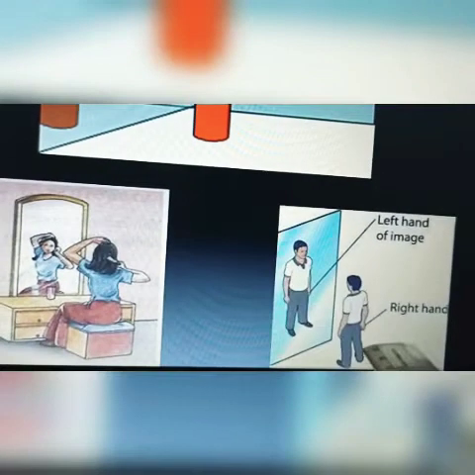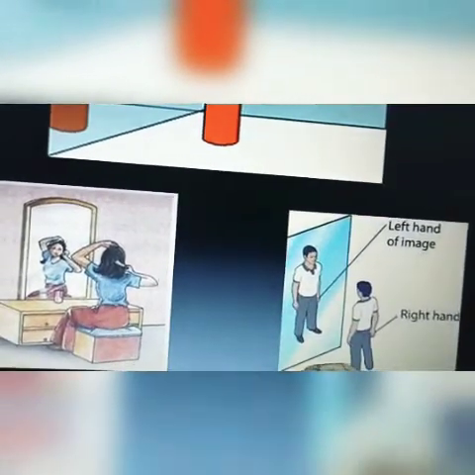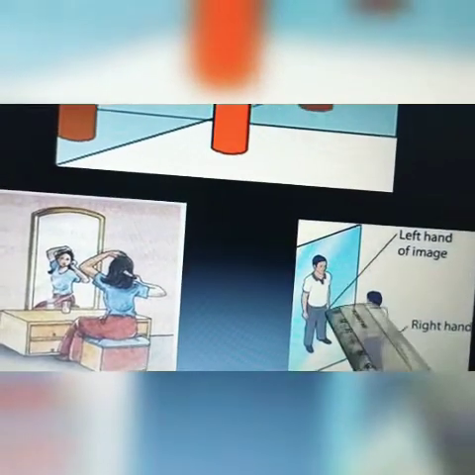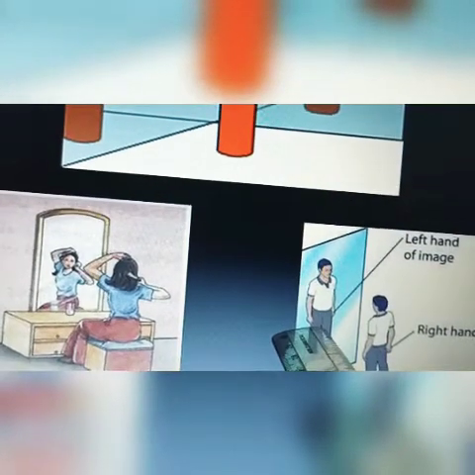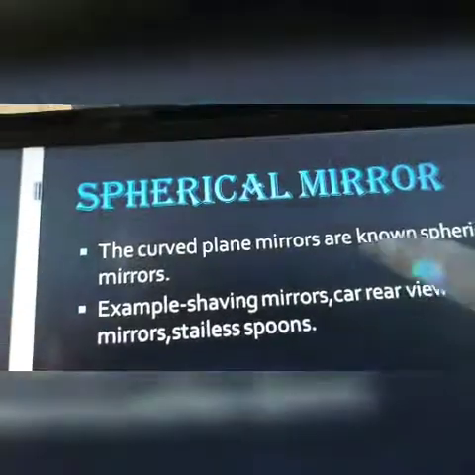Observe in the first image, the size of the image is equal to the size of the object. Second, this is a plain mirror in our homes, explaining the use of plain mirrors in our homes. Third, a person is standing in front of a mirror and you can see his right hand has become left in the mirror and his left has become right. Clear to all?